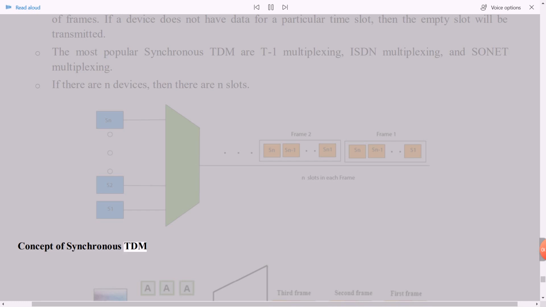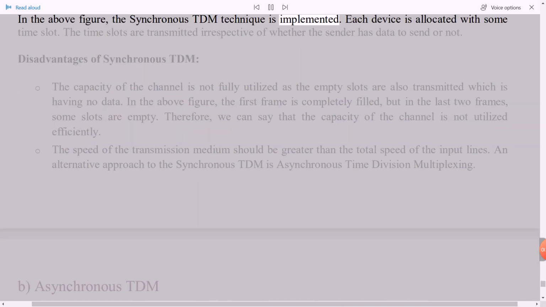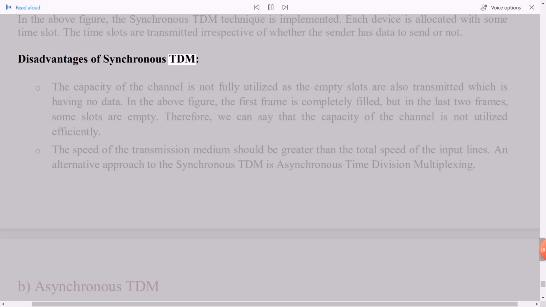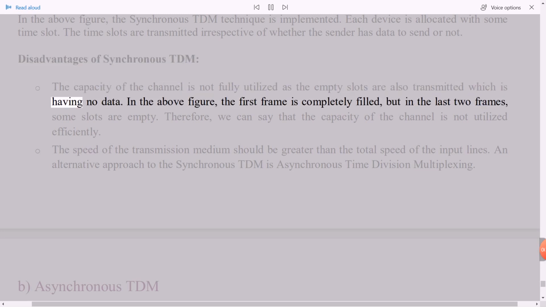Concept of synchronous TDM. In the above figure, the synchronous TDM technique is implemented. Each device is allocated with some time slot. The time slots are transmitted irrespective of whether the sender has data to send or not. Disadvantages of synchronous TDM: the capacity of the channel is not fully utilized as the empty slots are also transmitted, which is having no data.